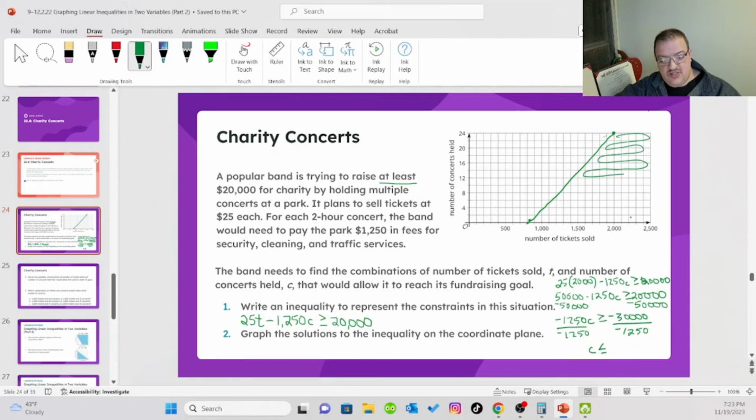So we are saying the points on the line are solutions because they will earn exactly $20,000 for charity. And all the points in the shaded green area to the right are solutions because it will equal more than 20,000.